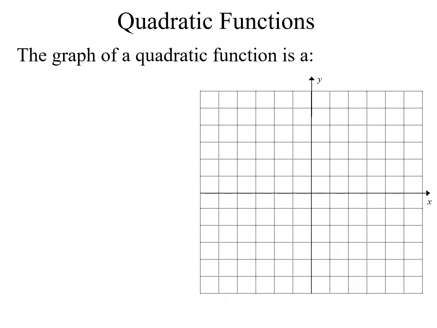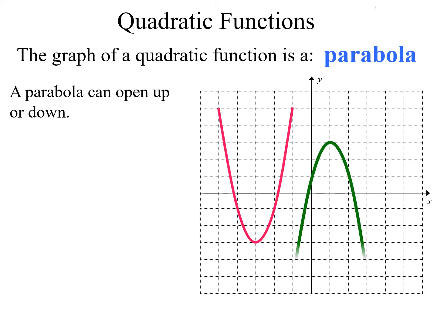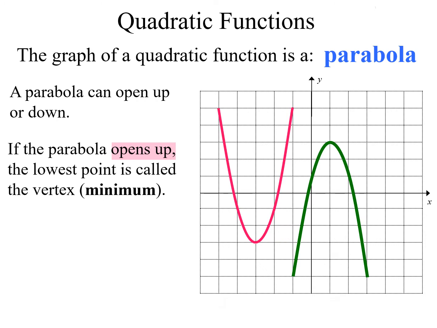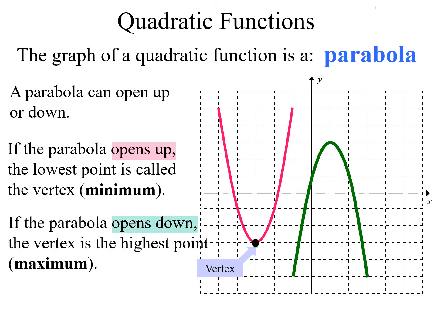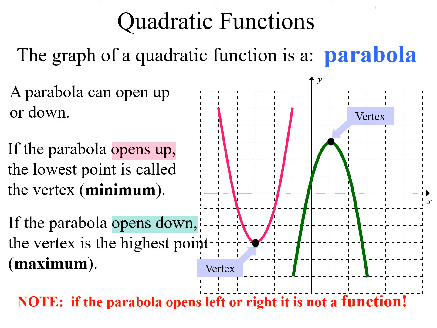So let us take a look at the graph of a quadratic function. The graph of a quadratic function is a parabola. A parabola can open up or down. If the parabola opens up, the lowest point is called the vertex or the minimum. But if the parabola opens down, the vertex is the highest point or maximum. Note, if the parabola opens left or right, it is not a function.